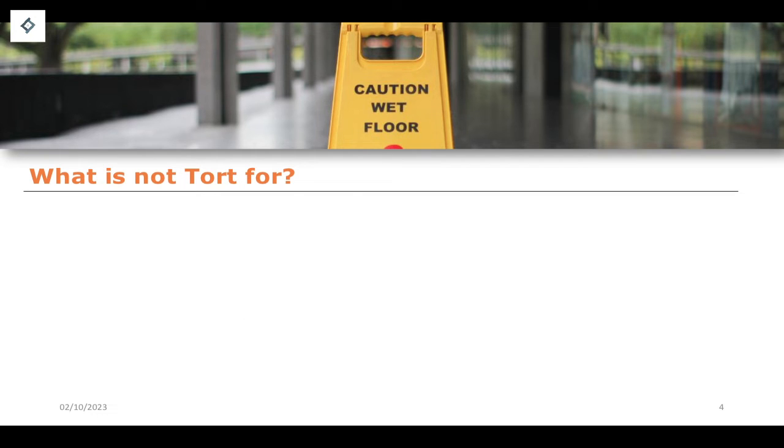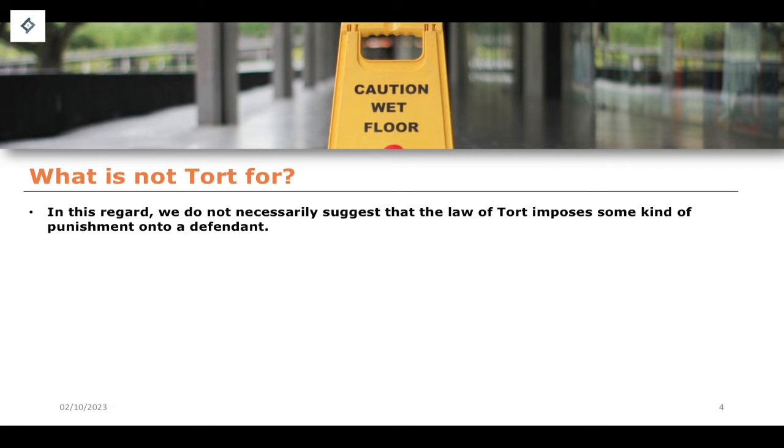Now, one of the things that is important is that tort has a number of different purposes and justifications, but there are also a number of different things that tort is not utilized for, or the rationale is not necessarily for this particular goal. So it does not necessarily suggest that tort imposes some kind of punishment onto the defendant. This is where you can make a delineation, for example, between the law of tort and the criminal law. The criminal law seeks to impose some kind of punishment onto a defendant who is found guilty of a particular offence. The law of tort doesn't do that.